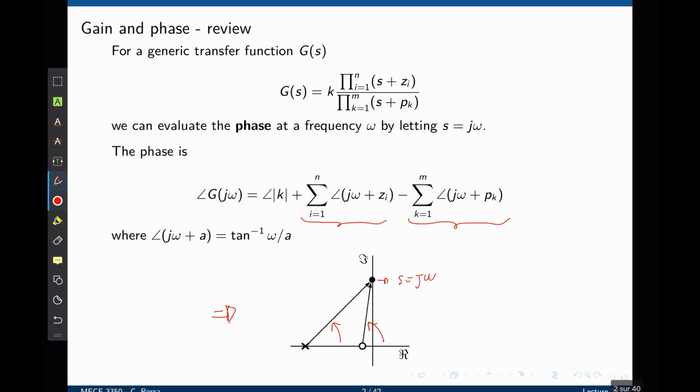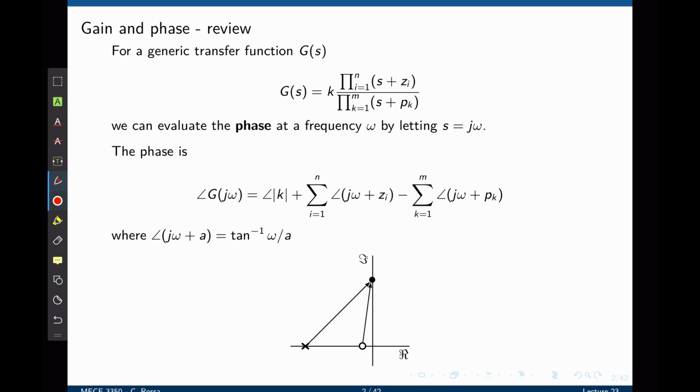Let's call this angle θ1 and this angle θ2. They can be easily calculated using simple trigonometric functions because omega is known, the location of the pole and the zero is also known. Once θ1 and θ2 are found, then the phase of the transfer function is simply the phase of all zeros, in this case θ1, minus the phase of all poles, which in this case is θ2.